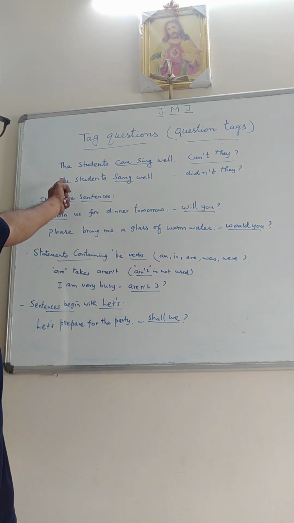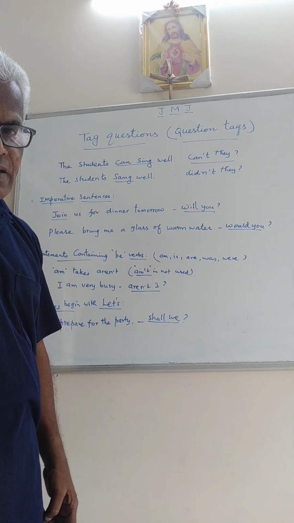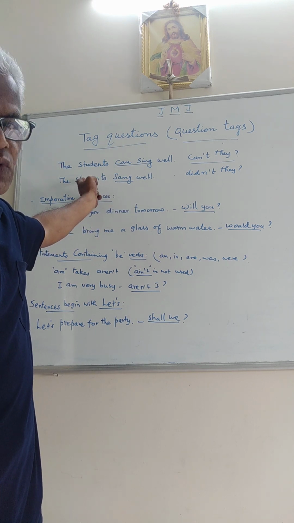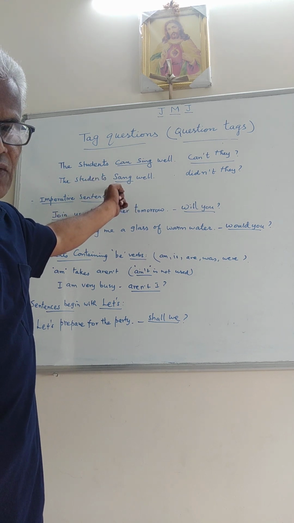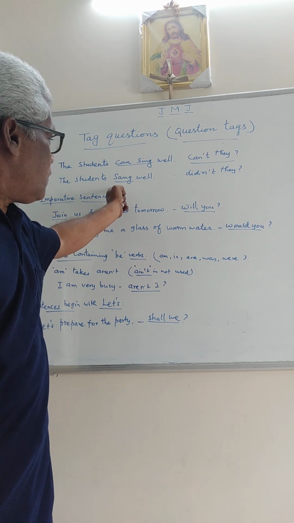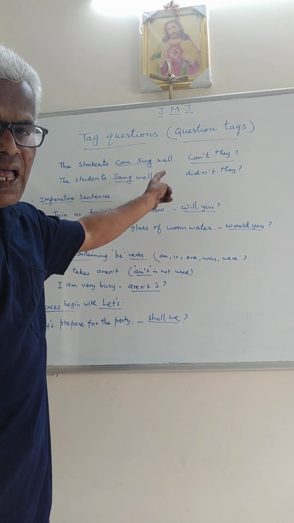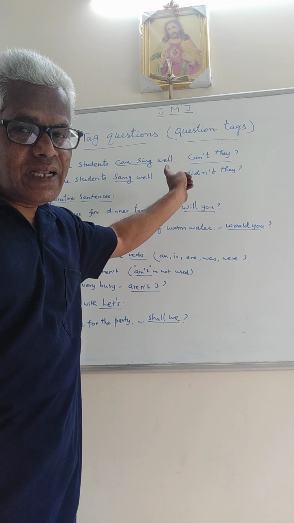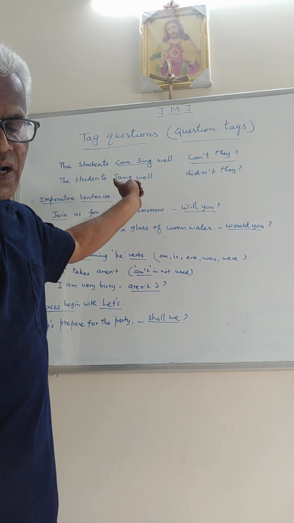But then look at the second sentence here. The students sang well. What is this verb here? Sang. And your subject is students. Now, since you don't have the auxiliary verb, how can you write a question tag here? That's what I told you, and your verb is past tense here. How can you split this verb? Since this is past tense, your auxiliary verb should be did. So did plus sing, you can split that.